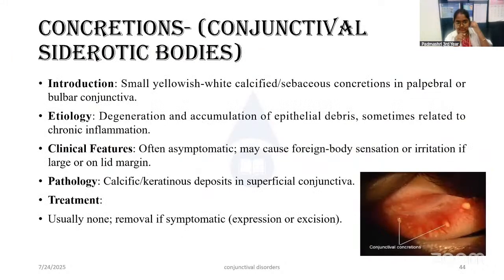Concretions. It is a small yellowish white calcified concretion in the palpebral or bulbar conjunctiva. It is caused by degeneration and accumulation of epithelial debris, sometimes related to chronic inflammation. The clinical features: it is often asymptomatic. It may cause foreign body sensation or irritation if loose or on the lid margin. The pathology: calcific keratinous deposits in superficial conjunctiva. Treatment: usually none; if symptomatic, removal or excision.